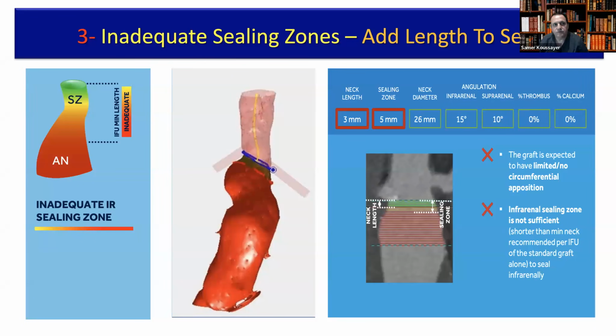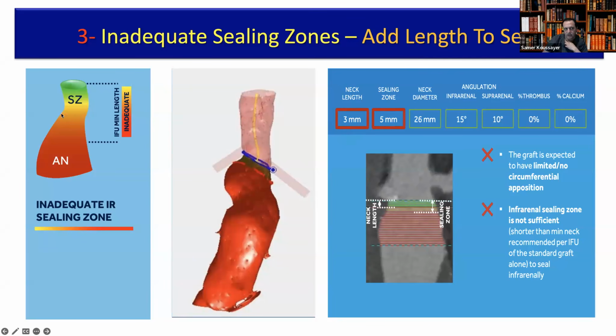All right. So we talk about, again, short neck, long sealing zone. The better way to do it is to use the Endoanchors. You can still use a BEVAR or FEVAR or chimney. I'm not saying not, but this is the better way. If you have a short neck, 3 millimeters, and the sealing zone is 5, this one is too hostile. This is not an adequate neck.